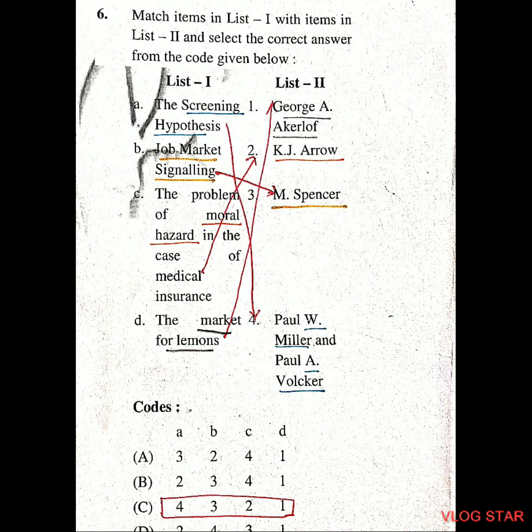Next question, match the following. First one, screening hypothesis was given by Paul W. Miller and A. Walker. And job market signaling was given by M. Spence. The problem of moral hazard in the case of medical insurance by K.J. Arrow. And the market for lemons was given by George A. Akerlof. I have previously made a video on the market for lemons by George Akerlof. You can go through that. C is the right option.